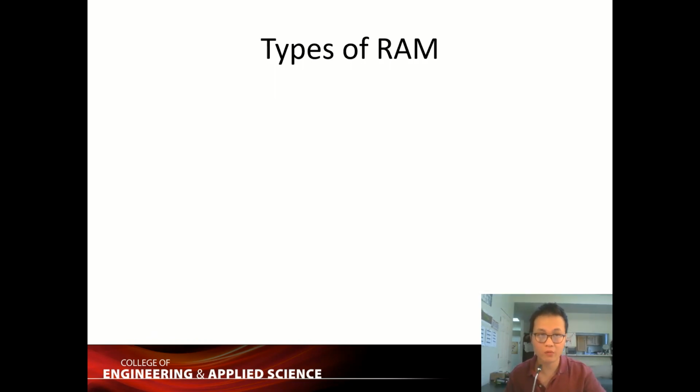Okay, so now we're going to go to different types of RAM. RAM is basically just another type of integrated circuit. When I say different types of RAM, you can say different modes of operation or different operating modes. There are two main types. First is static and second type is dynamic.